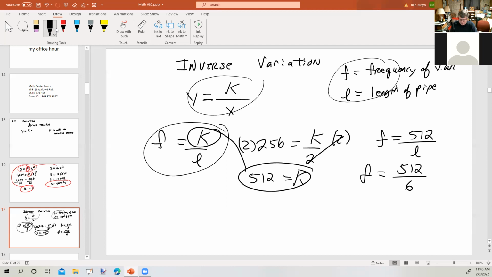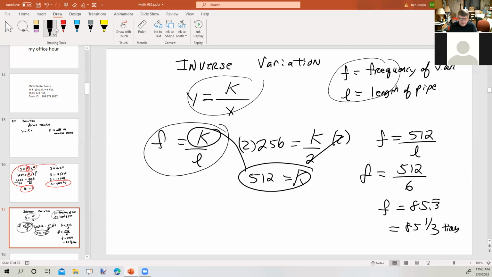Okay, so 6 goes in the place of L. And let's see, 512 divided by 6, I'm getting 85.3 repeating, which would be 85 1/3 times.